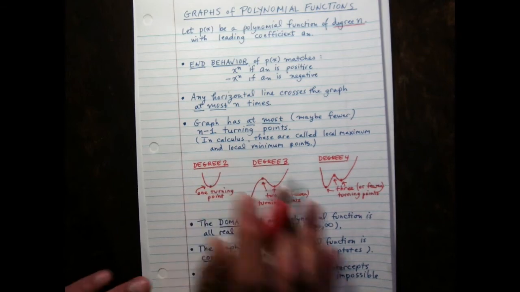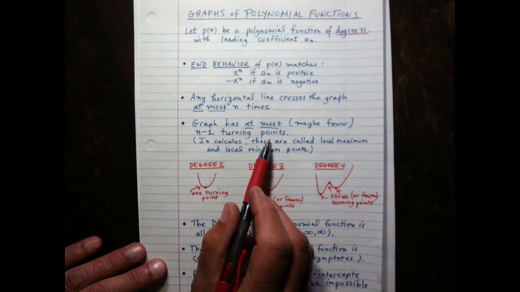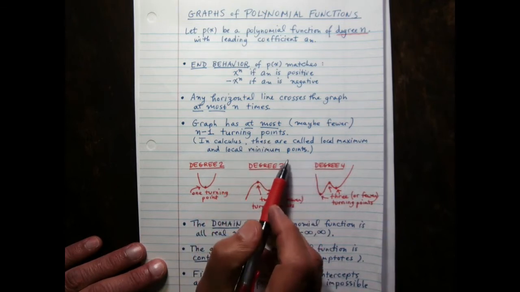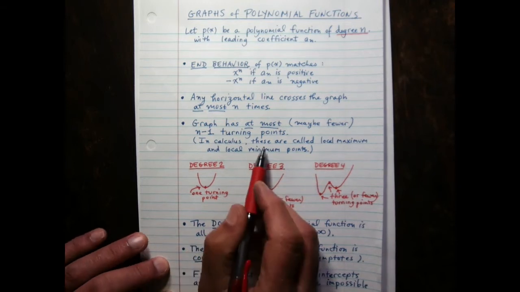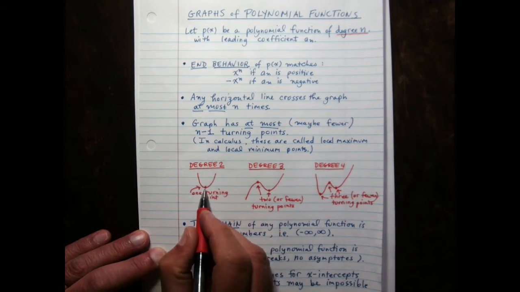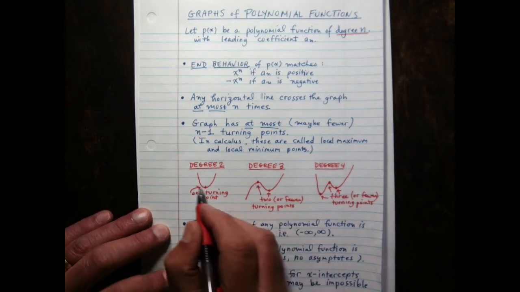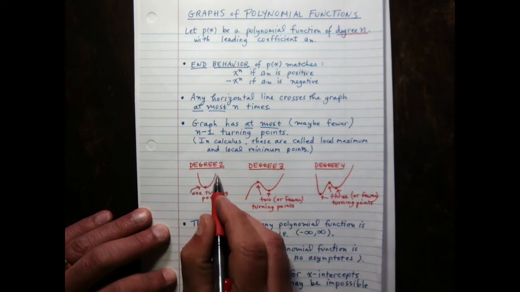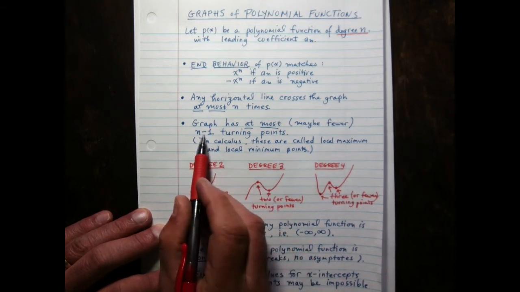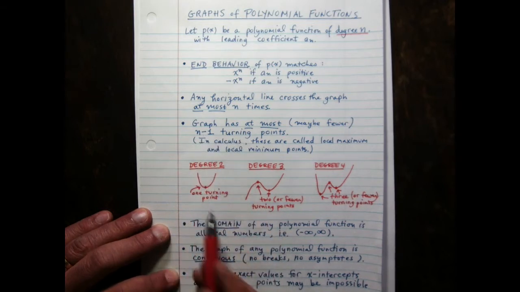The graph has at most, maybe fewer, n minus 1 turning points. In calculus, these are called local maximum, local minimum points. Now, what's a turning point? A turning point is either the bottom of a valley on the graph or the top of a hill on a graph. The turning points are where we change from decreasing to increasing or from increasing to decreasing. So n minus 1 just means there's one fewer turning point than degree at most.